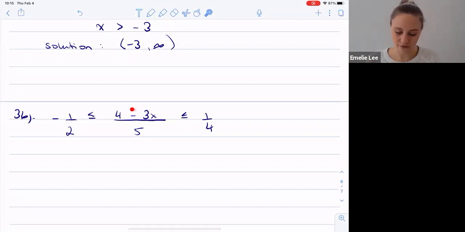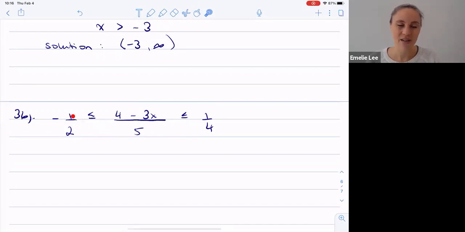Just take your hand and cover the negative 1/2 section for now. So just like you would if you had to solve for x with (4 minus 3x)/5 is less than or equal to 1/4, you would start picking away. Multiply both sides by 5, and then subtract 4 from both sides, and then divide by negative 3. I have to switch the sign. So I'm not just doing that to this one side, this 1/4. Now, lift your hand away.